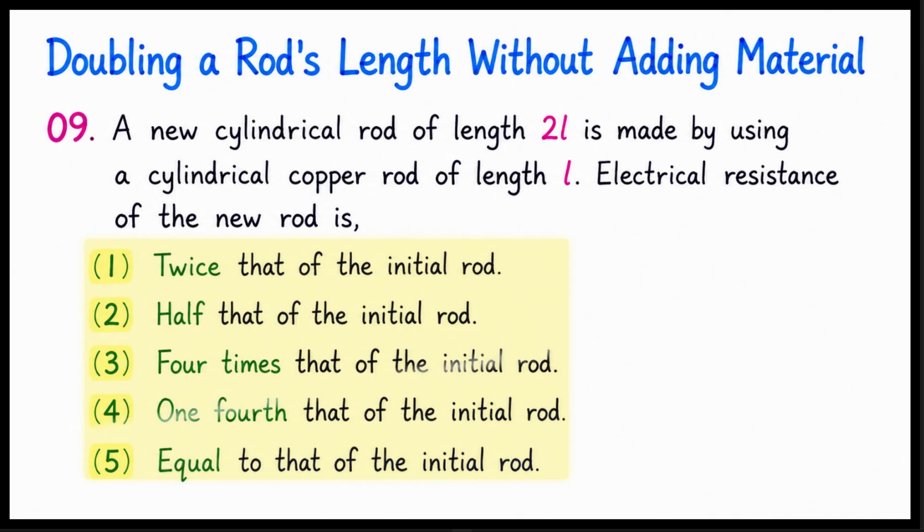Here's the trap: many students see double the length and answer double the resistance. But before you fall for that, ask yourself, is the volume of copper conserved? The new rod is made by using the original rod, same copper, same mass, same volume. So if the length doubled, what must have happened to the cross-sectional area? Predict the answer in your head before I show you the algebra.